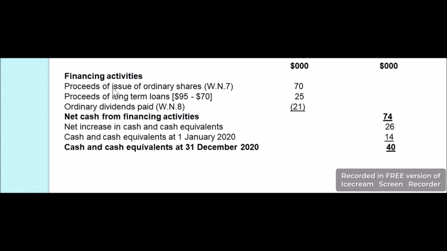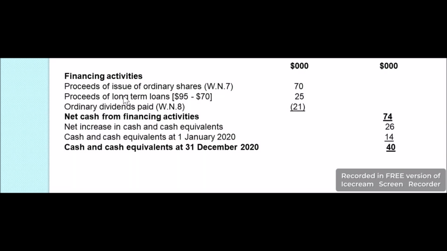Then in the last part of the cash flow statement we will go for the financing activities. In this we have proceeds of issue of ordinary share, which was calculated in the seventh working notes, where we have calculated the rights issue of shares plus the share premium, and we got the value as $70,000, and this is the inflow of cash, hence we are going to add it.